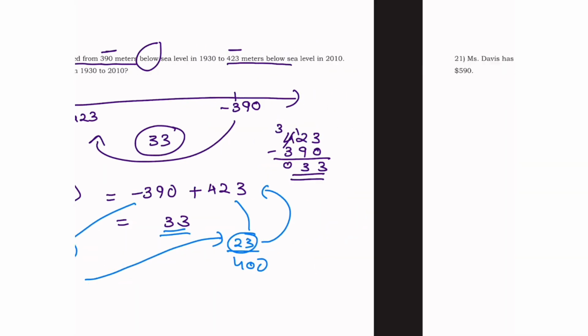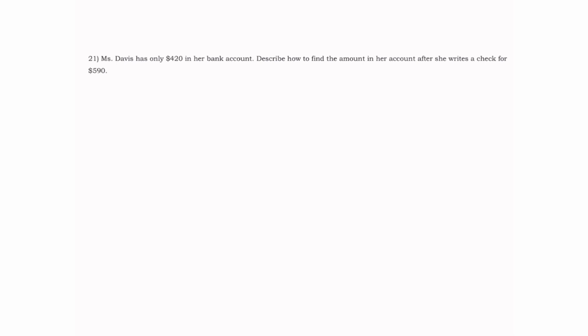Now moving to the next one. We are going really fast. These questions are quite easy, right? Miss Davis has only $420 in her bank account. Describe how to find the amount in her account after she writes a check for $590. She has only 420 and she's writing a check for 590. Not right, but let's do the question. So you have 420, and you are taking out, or writing a check for, 590. So that's how you solve it.